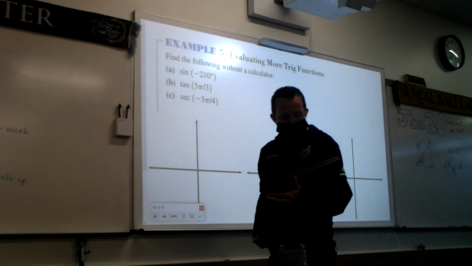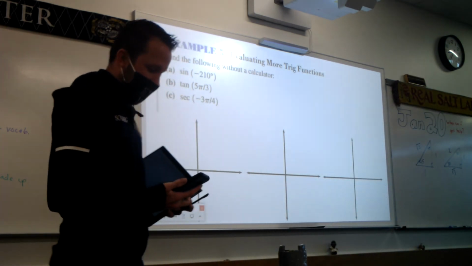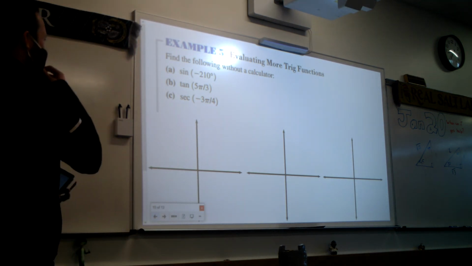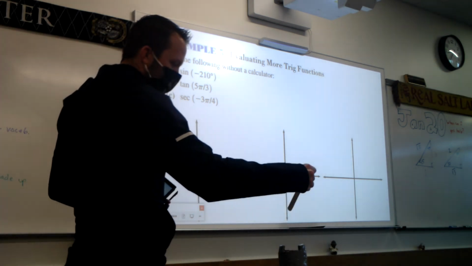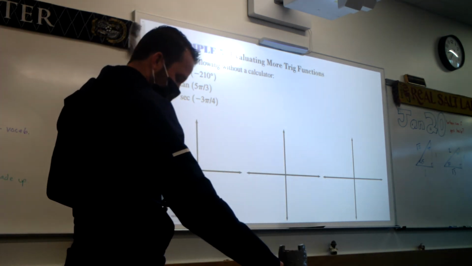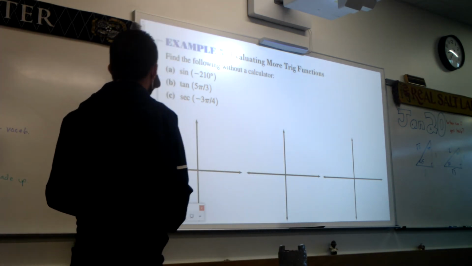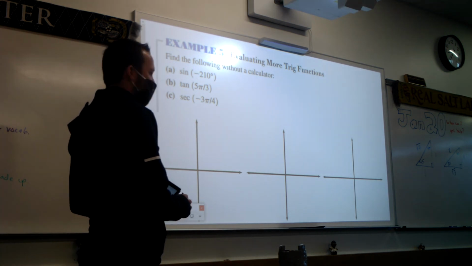Okay, so now find the following without a calculator. We don't want to use a calculator here. We're going to use those same steps. So first off, we need to graph negative 210. So Lashaya, help me out here. How would I graph negative 210?